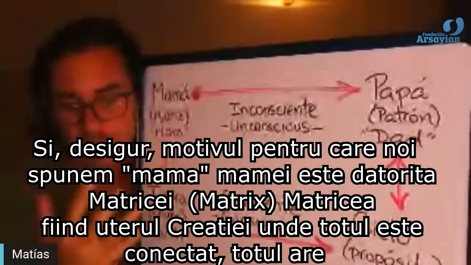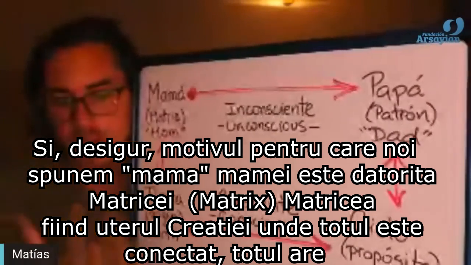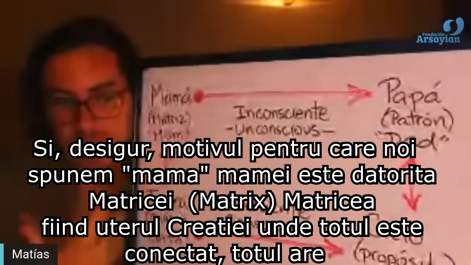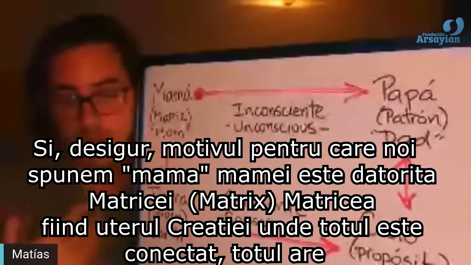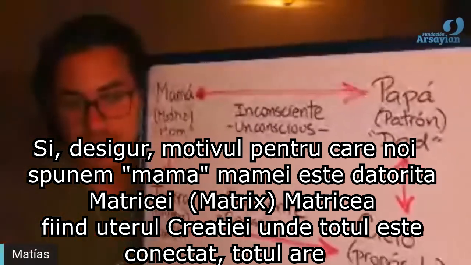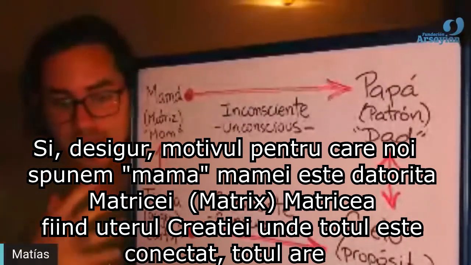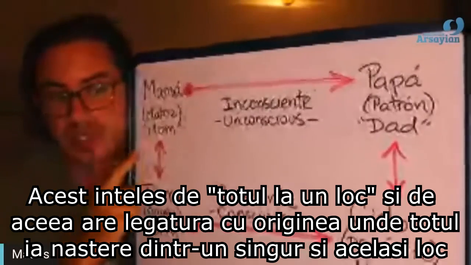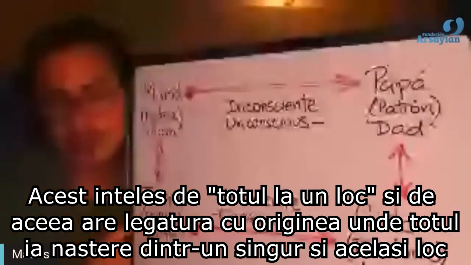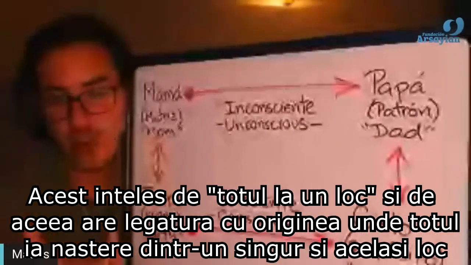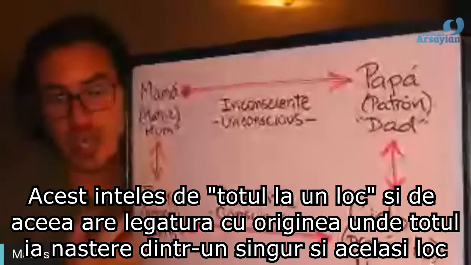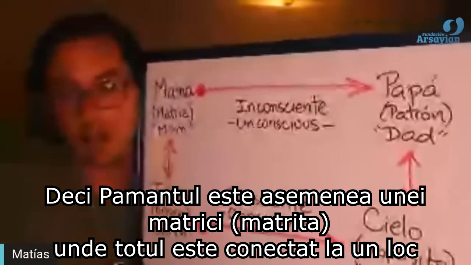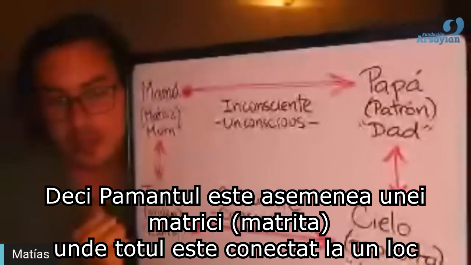And of course, the reason why we call it mom is the matrix. The matrix is the womb of creation where everything is connected. Everything has this meaning all together. That's why the matrix is related to the origin, where everything emerges from one same spot. So the earth is kind of a matrix where everything is connected all together.